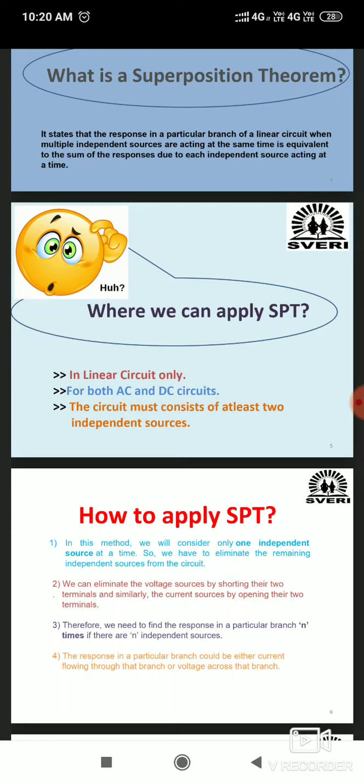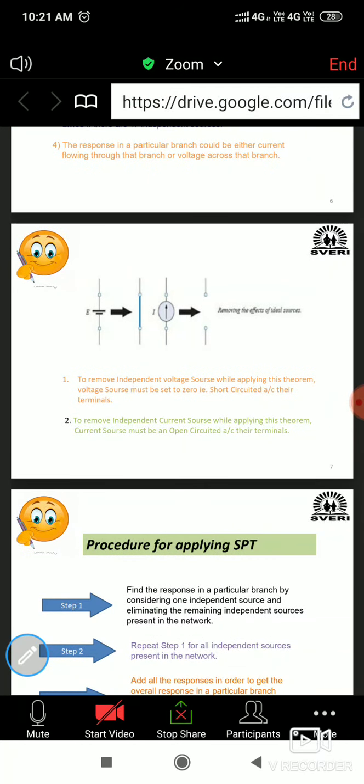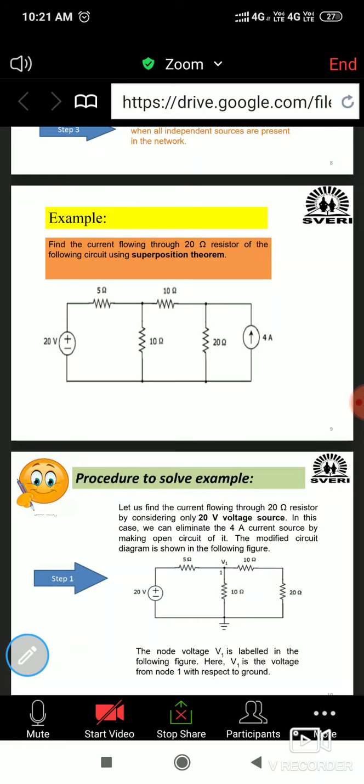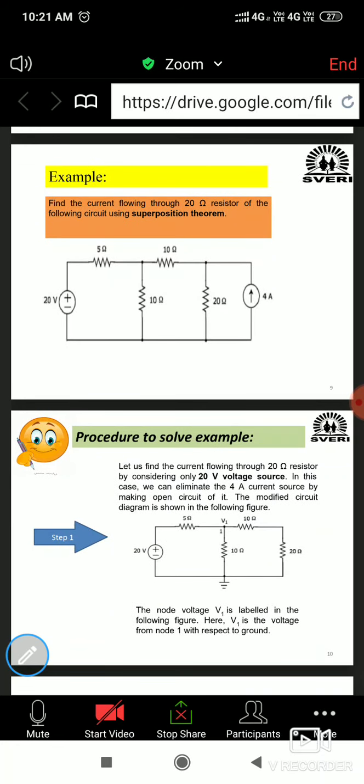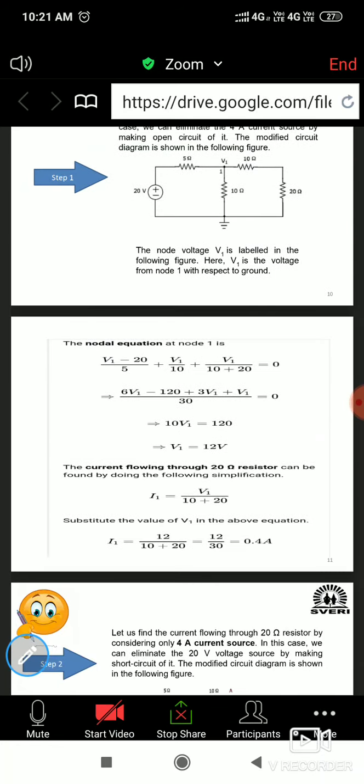Do you understand? So the next point we will discuss in the next lecture, that is how to apply the superposition theorem, because if I give it today you will get more confused. So in the next lecture we will discuss how to apply the superposition theorem, what the steps will be, and how to replace voltage sources by short circuit and current sources by open circuit. All that I will discuss in the next lecture, and along with that one example also we will solve. The example is given, you are all observing here. That example also we will discuss in the next lecture.